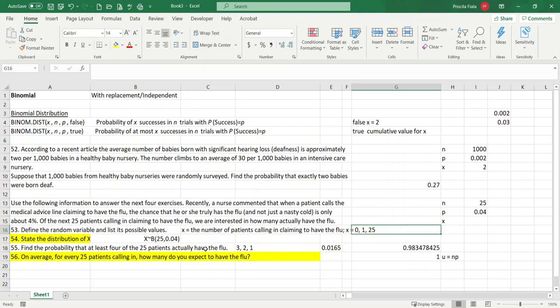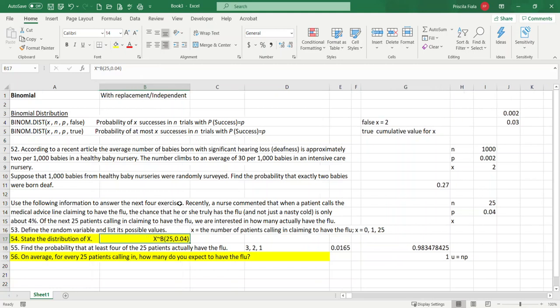So again, you're being assigned problem 54, which is to state my distribution. And you have also been assigned problem 56, which tells me the average of how many actually have the flu. And we will be done with the binomial distribution. If you want to go over the problems on your own, that's fine, but I don't expect anything else for that distribution. Thank you.